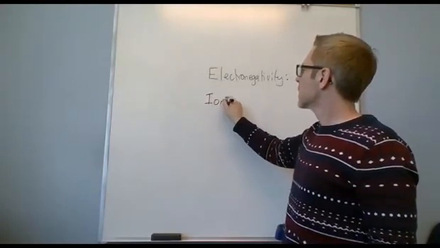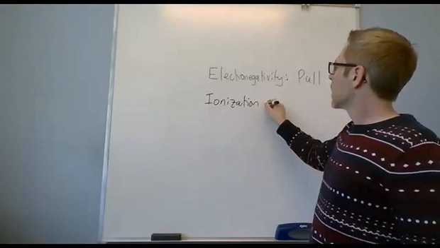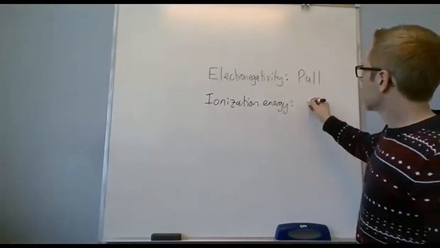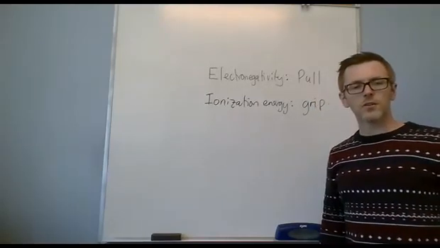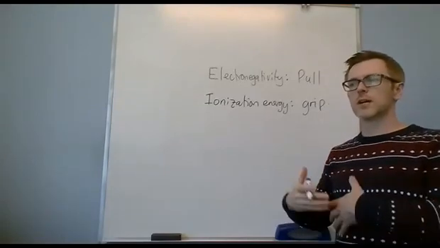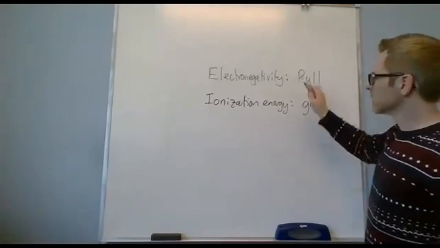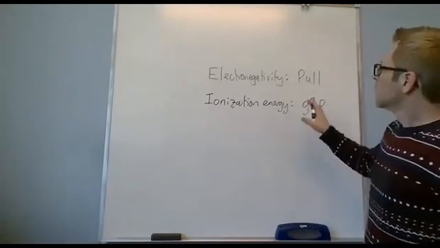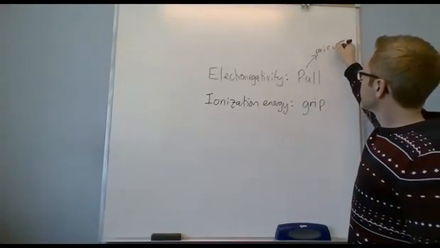Ionization energy measures your grip. So if you're strong but you've got no grip, you won't be able to translate that strength into an activity. So the pulling ability of the element versus the grip of the element. What are you pulling? You're pulling a pair of electrons.